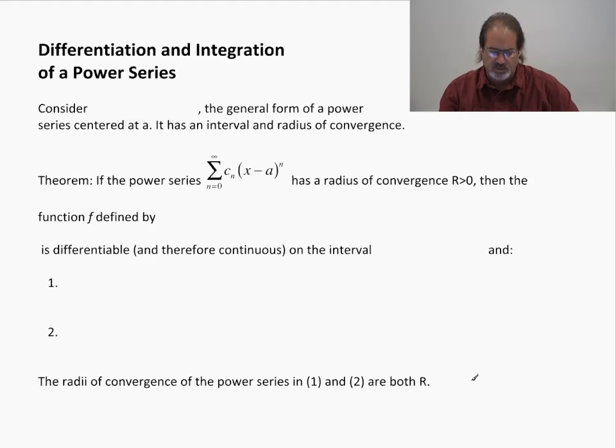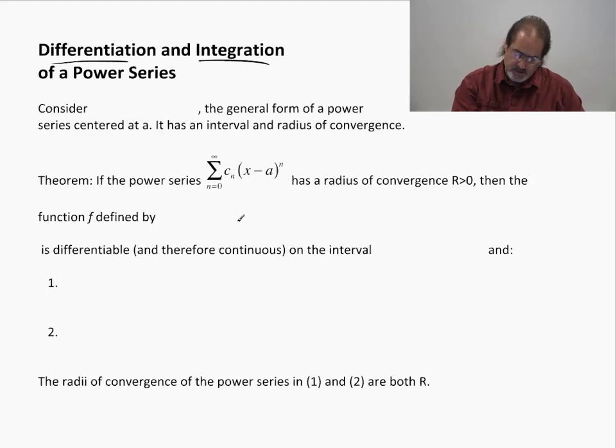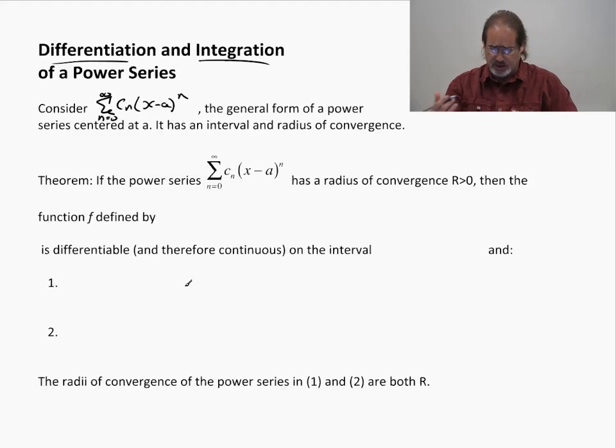One of the pretty cool things that we can do with the power series is that we can actually differentiate and integrate. Now, consider the power series, the sum, n equals 0 to infinity of Cn times x minus a to the n, which is the general form of a power series, centered specifically at a. Now, this will have both an interval and a radius of convergence. We want to keep that in mind. Now, I'm going to go straight to a theorem here.